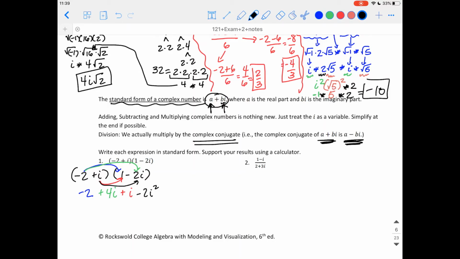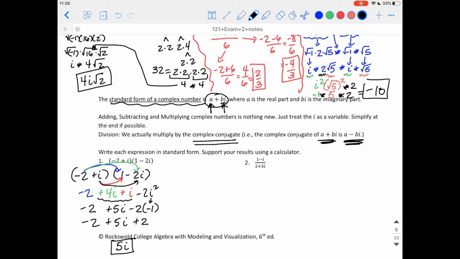Then I'm going to collect like terms here. This is going to be negative 2. And then these two, I have 4 i's plus another i, so I'm going to have 5i. And then this is going to be negative 2i squared, and we need to remember that i squared is negative 1. So this is going to be negative 2 plus 5i, and then plus 2. The negative 2 and the plus 2 simplify to 0, and my final answer is 5i. I leave it up to you to check on your calculator.